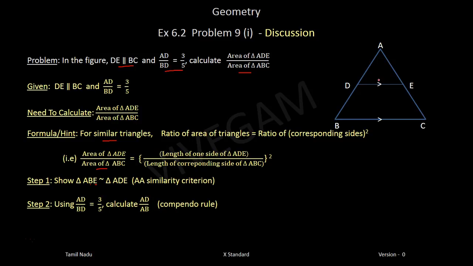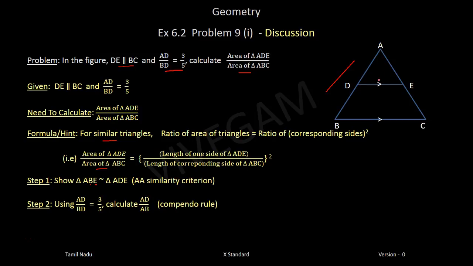For these two triangles, what are the corresponding sides? AD and AB. Now your question might come, why not take DE and BC, or why not take AE and AC? We cannot take all those things because that is not given here. What is given is only AD and BD. The ratio of AD and BD only is given. So we have to stick to this side of the triangle only. Okay. But we want the corresponding sides of the two triangles.